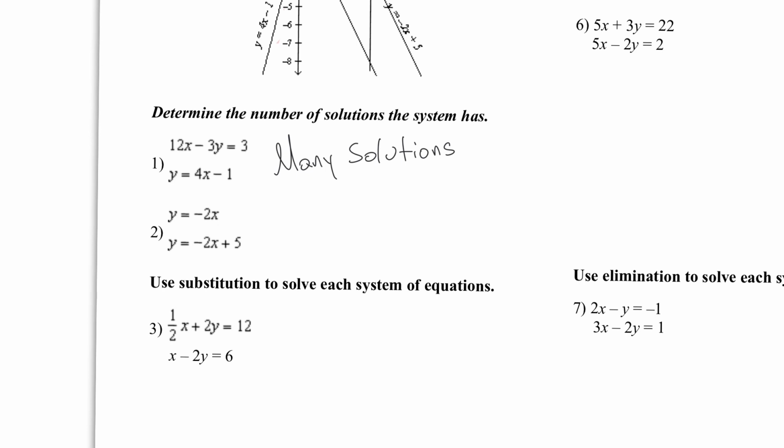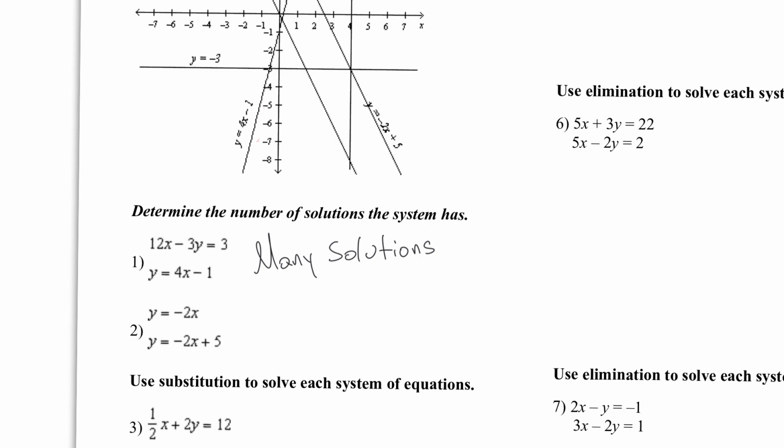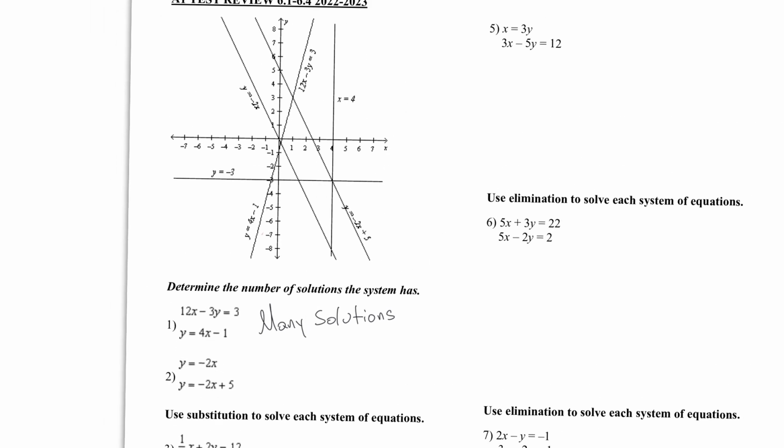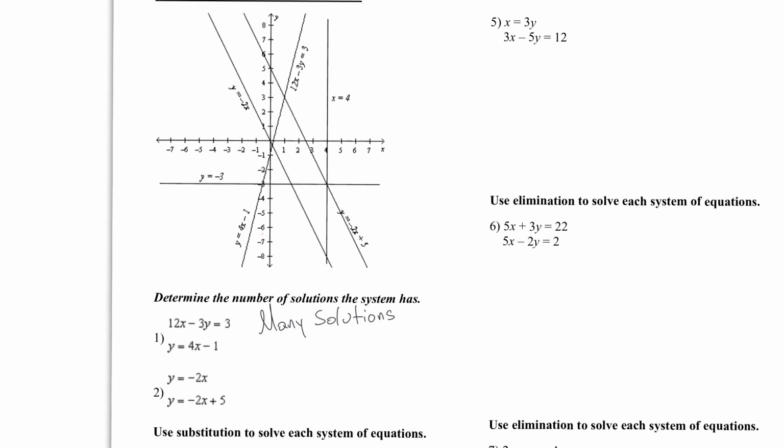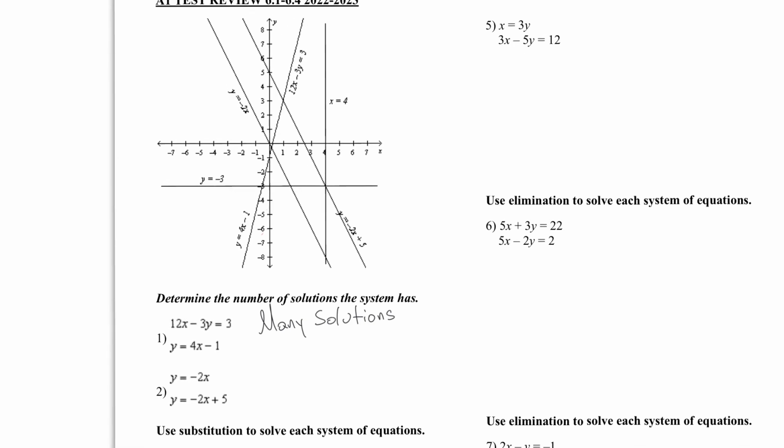For question number 2, same thing. We want to find out how many solutions we have. So we have y equals negative 2x and y equals negative 2x plus 5. So I'm just going to zoom out, looking at the graph that is given to us right there. So I'm going to look for those two lines and I need to know how many solutions they have.